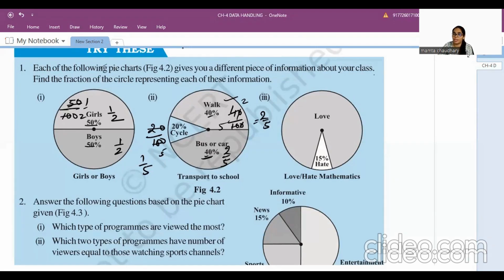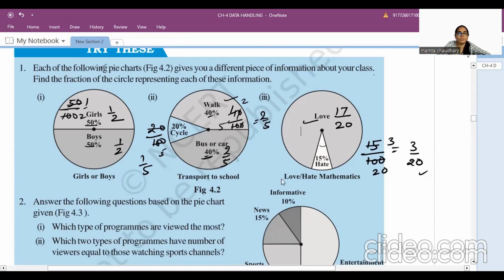Okay. Now let's see in a particular class what fraction of children love math or what fraction of children hate maths. So now here it is 15%, and we know the total percentage is what? 100%. Okay, so let's find for 15 and total 100. Let's simplify this. 5 threes are 15, 5 twenties are 100. So 3 by 20. So out of 20, 3 portion children hate maths. It means how many are left? 17. So 17 by 20 fraction of the children love math.